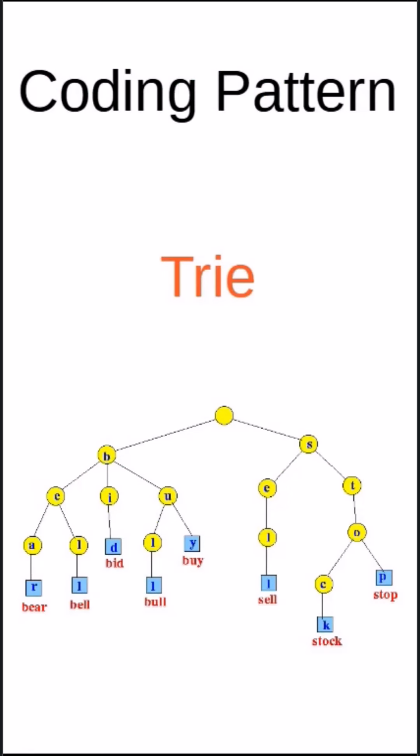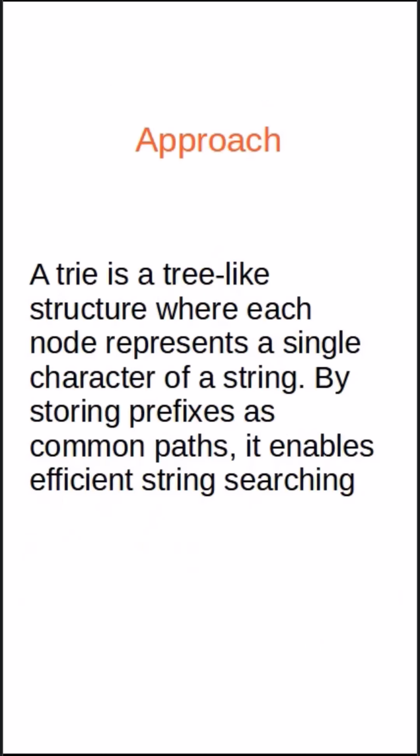So let us explore the trie data structure, an efficient tree-based data structure for storing and searching strings. It is used in scenarios like autocomplete, spell checking, or prefix-based searching. So how does it work? It is a tree-like structure where each node represents a single character of a string, and by storing prefixes as common paths, it enables efficient searching.